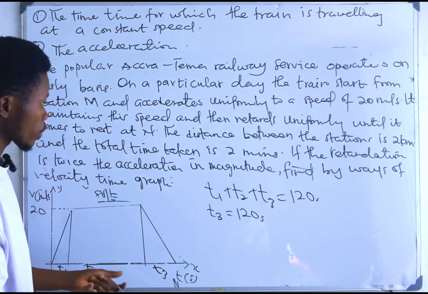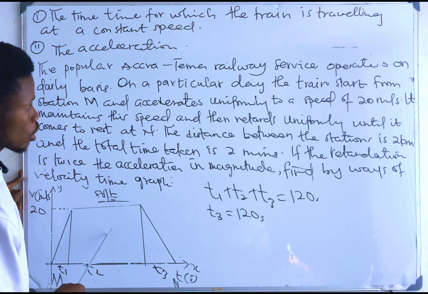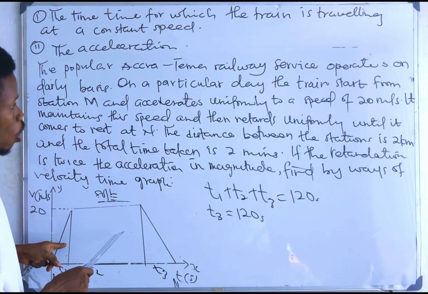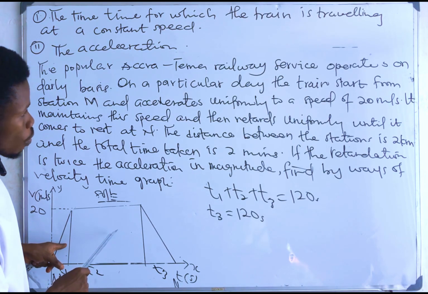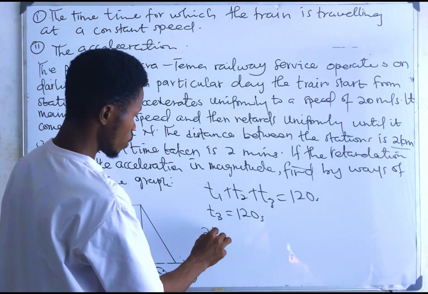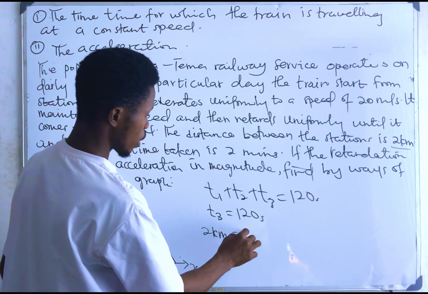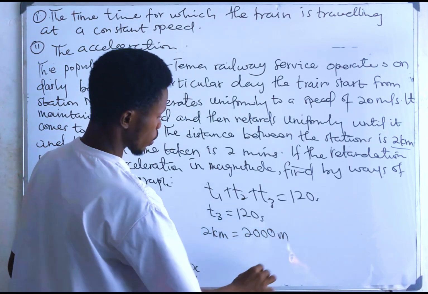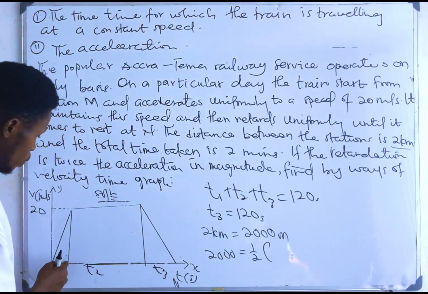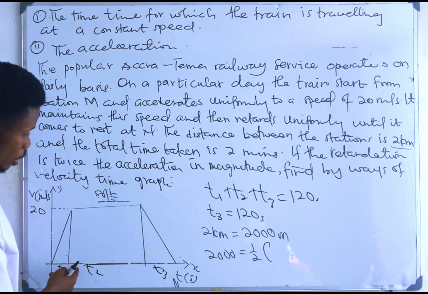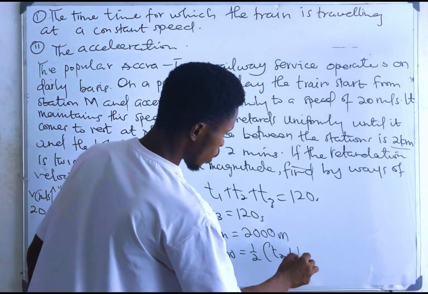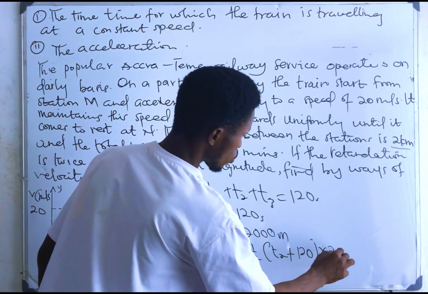Now also remember that the total distance covered was 2 kilometers, and we said that the total distance covered is the area under this particular object. If you change 2 kilometers to meters, that will be 2,000 meters. So 2,000 is equal to half multiplied by, using the trapezium rule, T2 plus T3, where T3 is 120, multiplied by the height, which is 20 seconds.